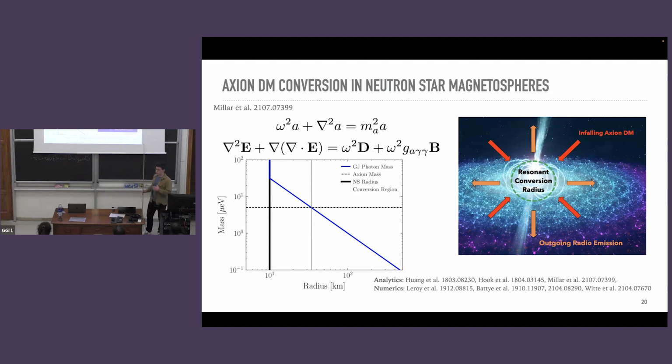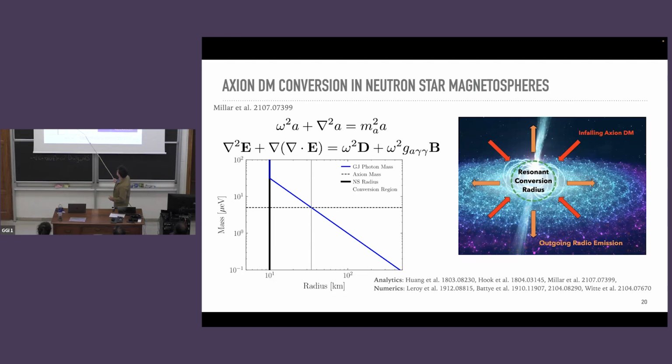Now, one way to beat this limitation, that this conversion is essentially kinematically suppressed, is to look for an environment where you can give the photon a mass. And so one environment where you can give a photon a mass happens happily to be around neutron stars. So the point is that around neutron stars, you have some appreciable charge density that's going to endow the photon with a plasma mass.